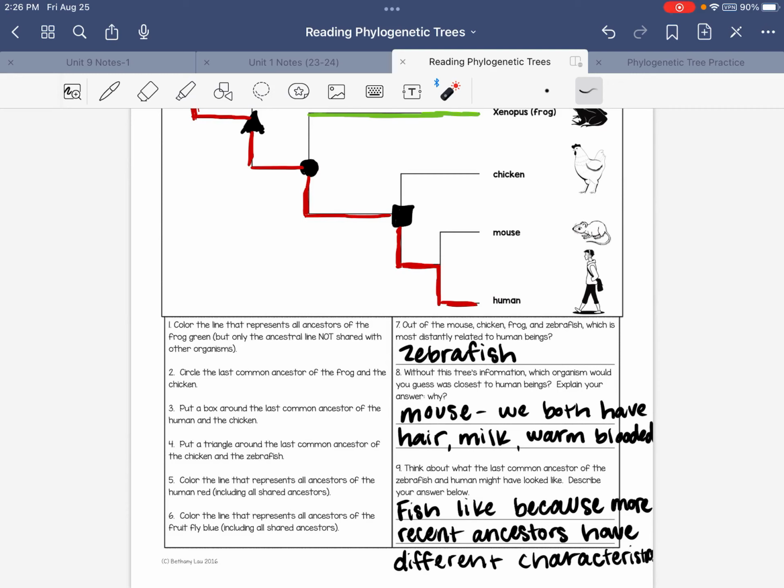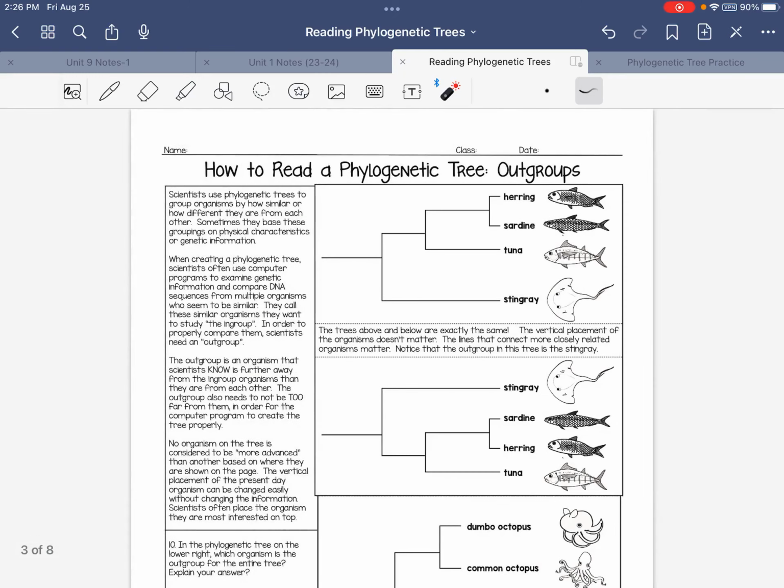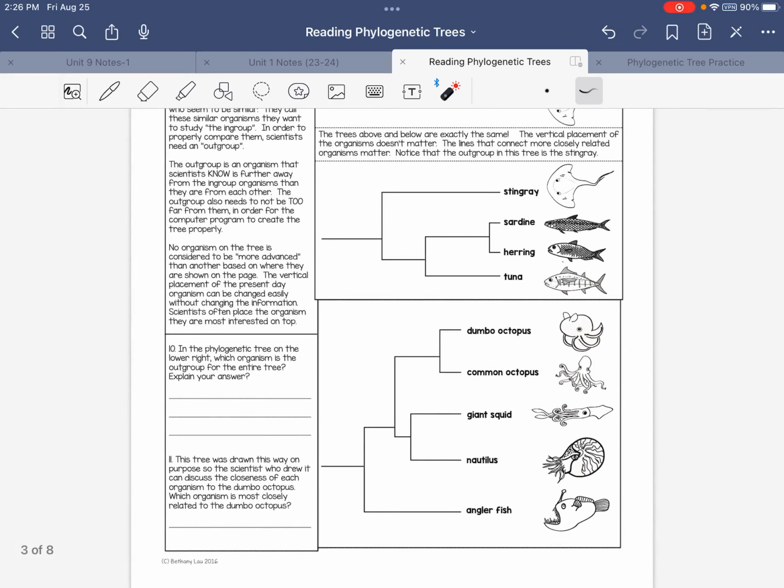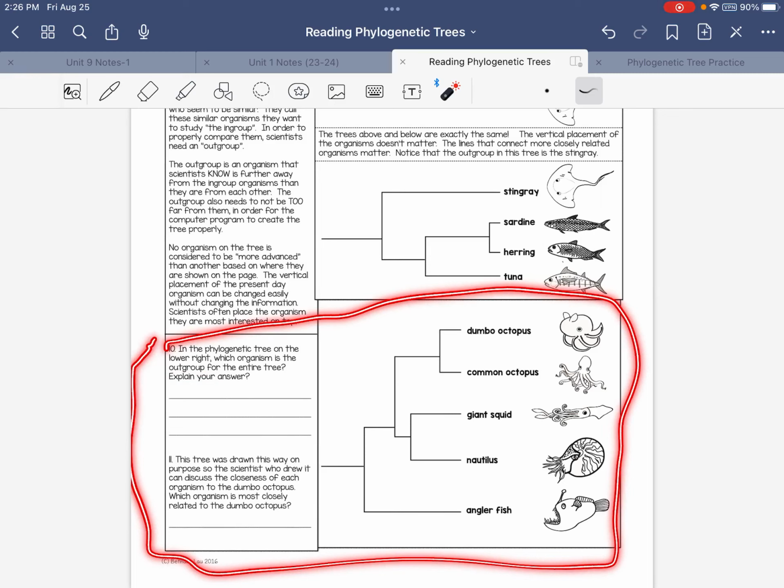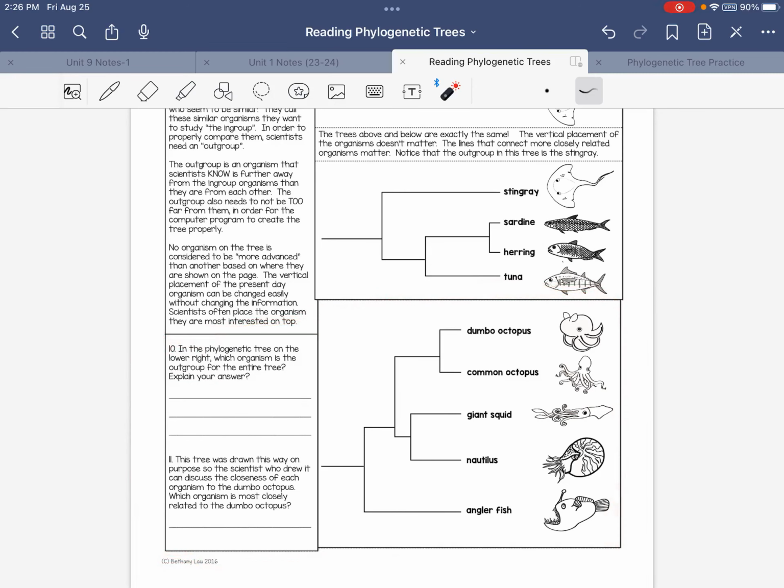Okay. Hopefully this gives you a good feel for how our evolutionary tree works. I'm going to have our sub pause the video here and let you work on the next 2 pages. So the next page here is going to have you identify an out group for number 10. The out group is just the group that is most distant from the other groups. And so for number 10, you're going to be looking at this tree here. So tell me which one is the out group.